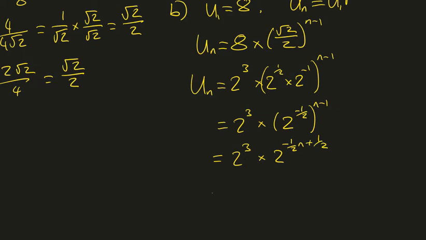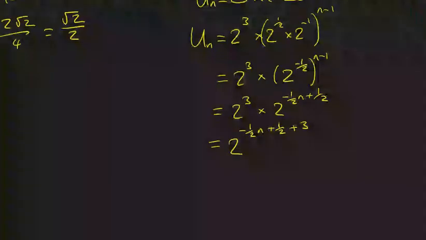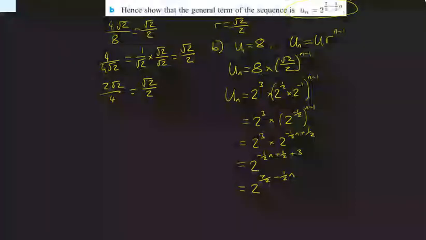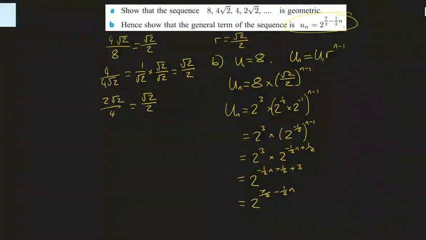If we now add those exponents together, because they have the same base, we're going to have 2 to the power of minus a half n plus the half, and we've got the 3 we can add. Okay, now then, we're almost there. Let's just bring that half and that 3 together. So written with a common denominator of 2, if we combine them, 7 over 2. So we've got 2 to the 7 over 2 minus a half n, and that is exactly what we should have as given to us at the beginning of the question. So there we go, we're done.